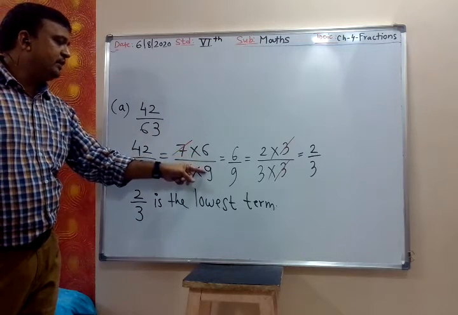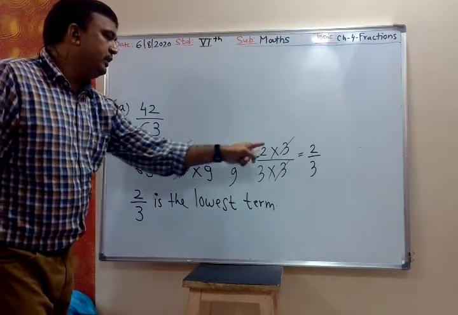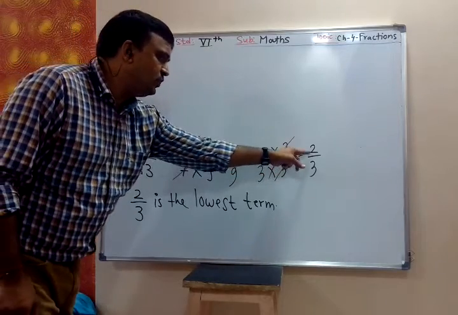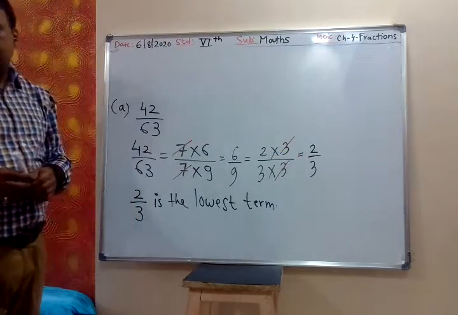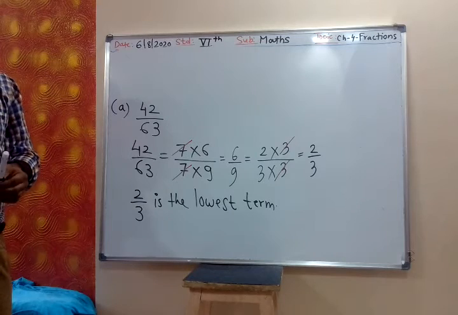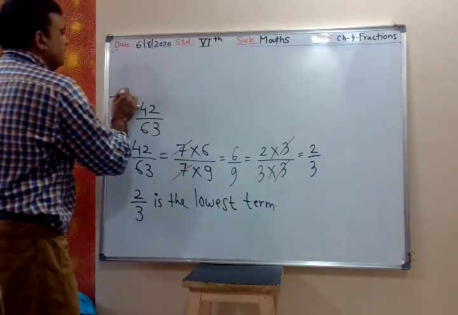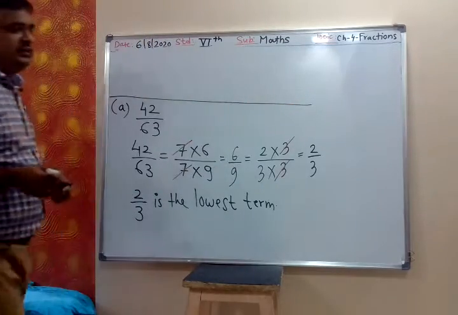Now 6 upon 9, 6 I can write 2 into 3, 9 I can write 3 into 3, this 3 and this 3 I can cancel, left is 2 upon 3. Now after 2 upon 3 there is nothing common, so 2 upon 3 is the lowest term, right?